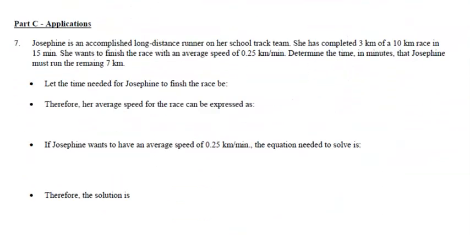All right, applications. Josephine is an accomplished long-distance runner on her school track team. She has completed 3 kilometers of a 10-kilometer race in 15 minutes. She wants to finish the race with an average speed of 0.25 kilometers per minute. Determine the time in minutes that Josephine must run the remaining 7 kilometers.